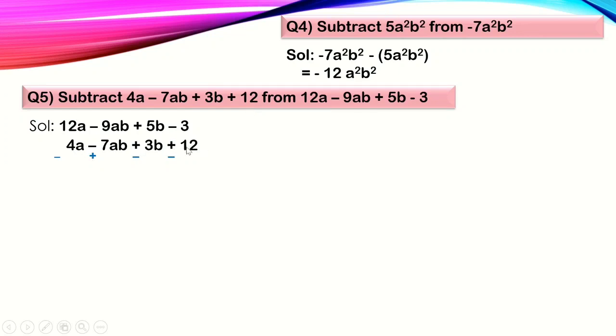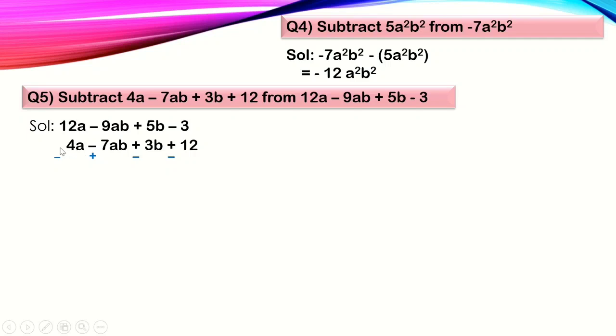So I have written the expression over there as it is. Now the most important step is to change the sign when we are using the column method. Whatever terms are written in the second row, you need to change the sign. What is the sign of 4a?